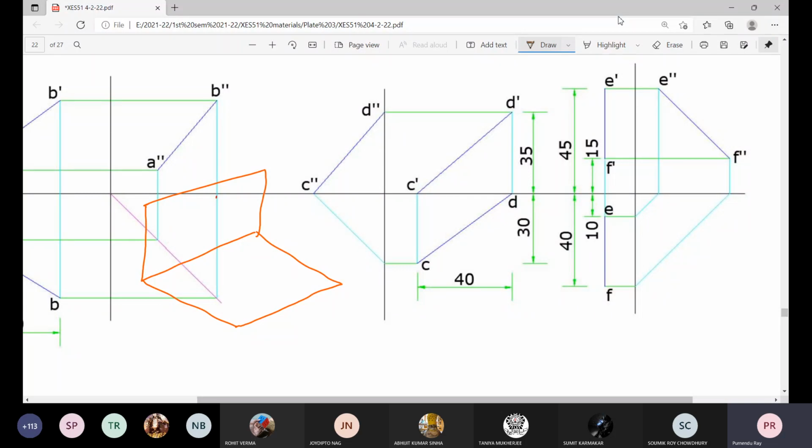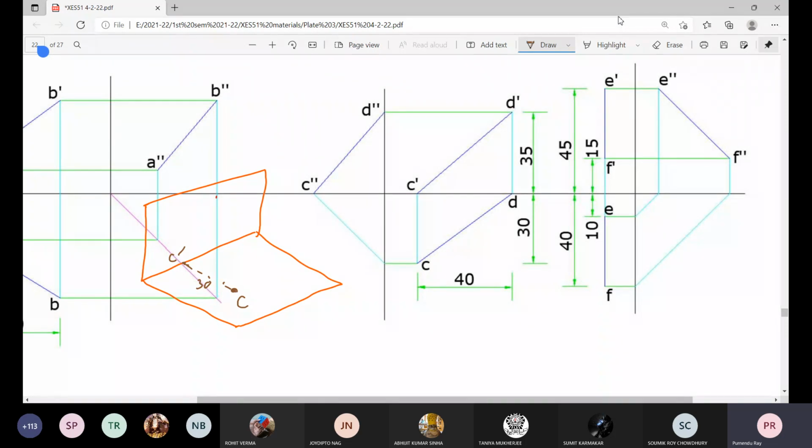Now, what about point C? Can anybody tell me the problem statement? Location of point C: on HP and 30 millimeter from VP. So its elevation will be here, and the plane, and the point itself is directly on the HP.